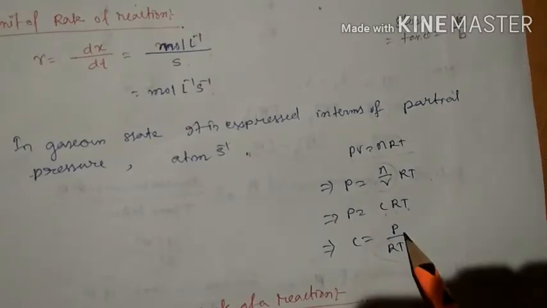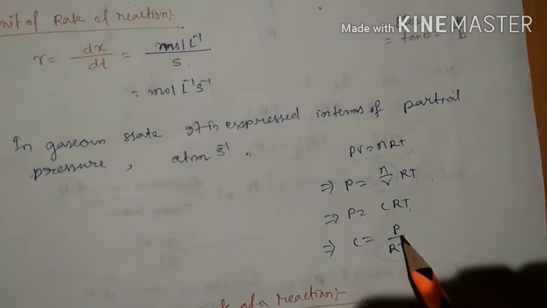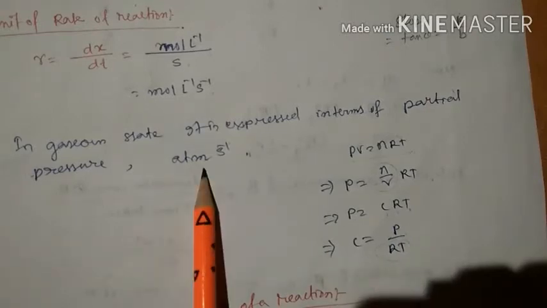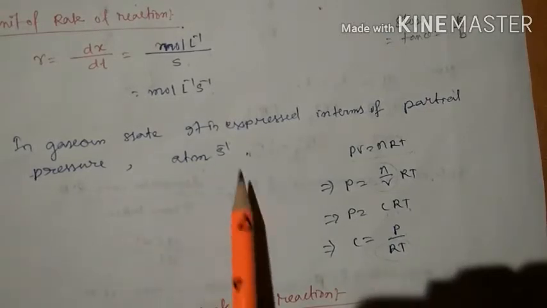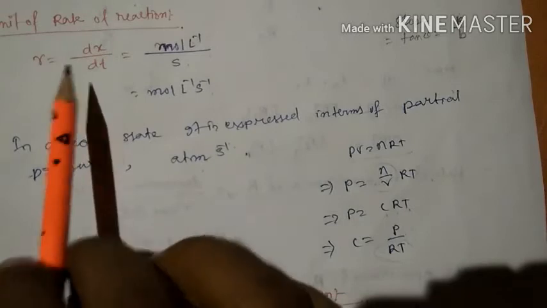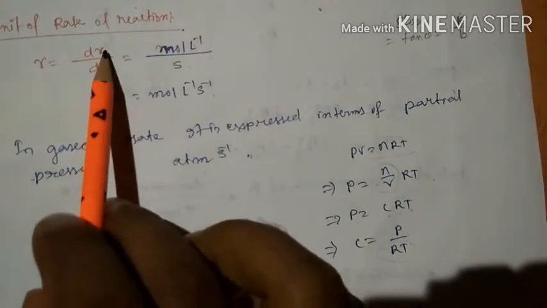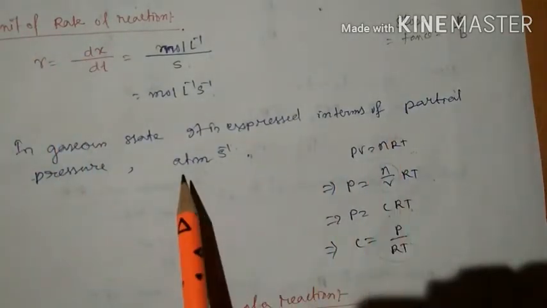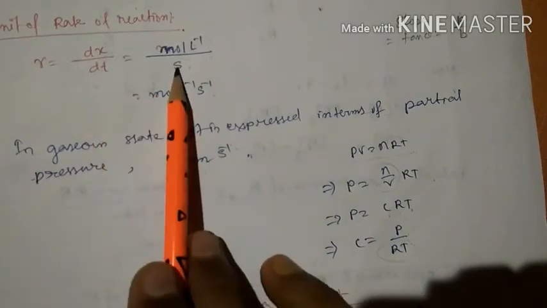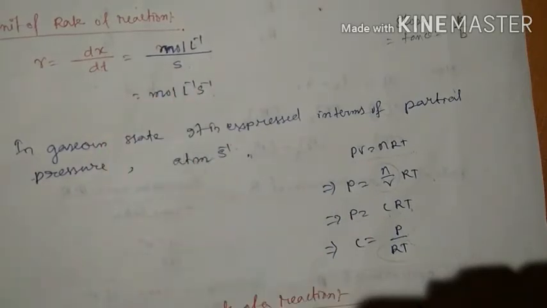P is the partial pressure, and the unit of partial pressure is the ATM, atmospheric pressure. And second inverse, since in dx by dt, C in terms of partial pressure is ATM divided by S, that means second, ATM per second.